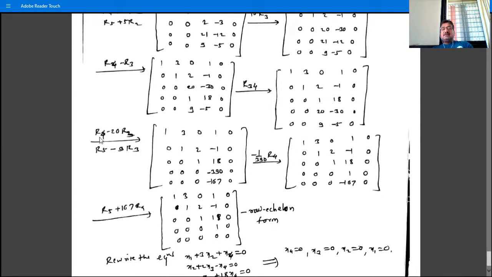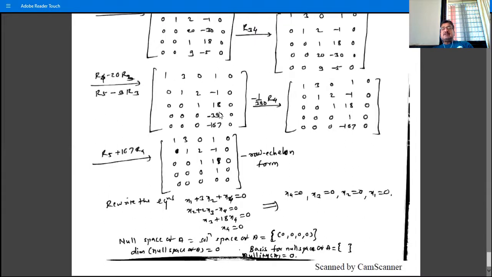So we apply R4 minus 20R3, R5 minus 9R3. We have this. Now we have to reduce this minus 390 to 1. So minus 1/390 R4 is the operation, and we have 1. Now we have to reduce this minus 167 to 0. So by using the operation R5 plus 167R4, we have 0. And this is row echelon form, or just say echelon form. This is not reduced row echelon form.